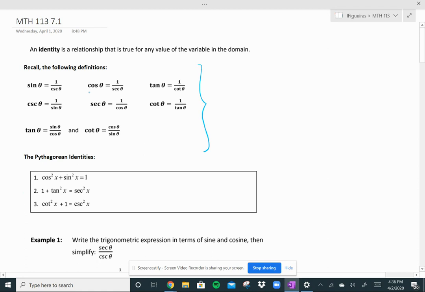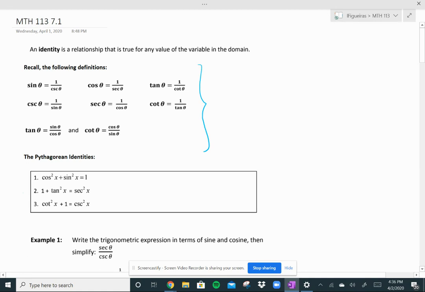Also, if I'm going across, cosine of theta is equal to 1 over secant of theta. Tangent of theta is equal to 1 over cotangent of theta. And because those three are true, the reciprocal relationships also exist. Cosecant of theta is equal to 1 over sine of theta. Secant of theta is equal to 1 over cosine of theta. And cotangent of theta is equal to 1 over tangent of theta.